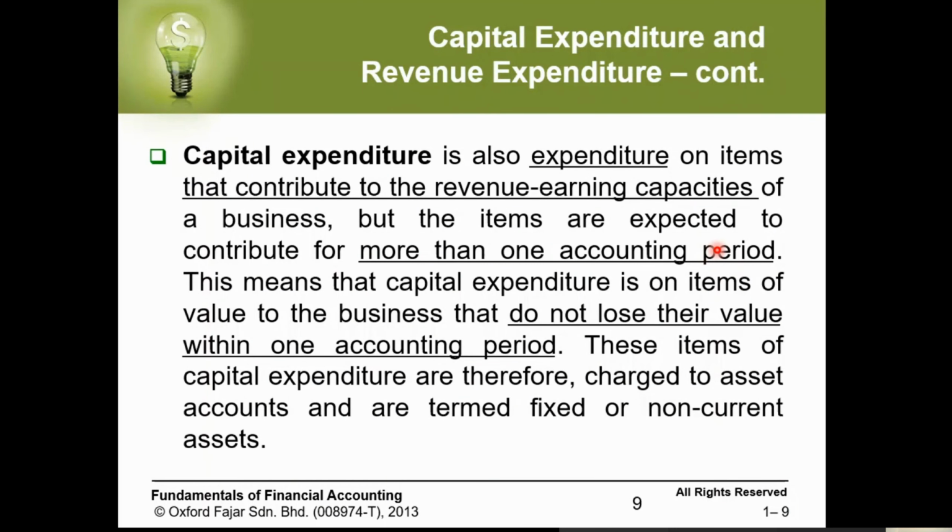So this means that capital expenditure is on items of value to the business that don't lose their value within one accounting period. These items of capital expenditure are therefore charged to asset accounts and are termed fixed or non-current assets. So again, we have revenue expenditure, and we have capital expenditure.